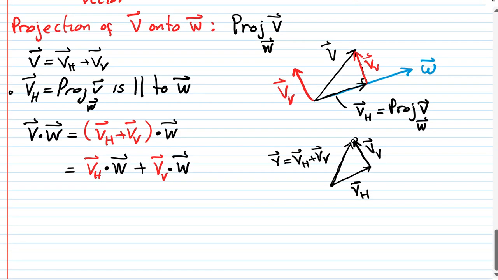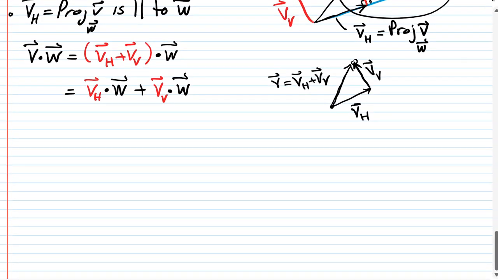Now go back to the drawing. Look at the vertical component and W. They form a right angle, correct? So the angle between them is 90 degrees. Right, let me just real quick draw it here. This is V vertical and this is W. See, the angle between them is a right angle. If the angle between two vectors is 90 degrees, they are orthogonal. That means the dot product is 0. So that part is 0.